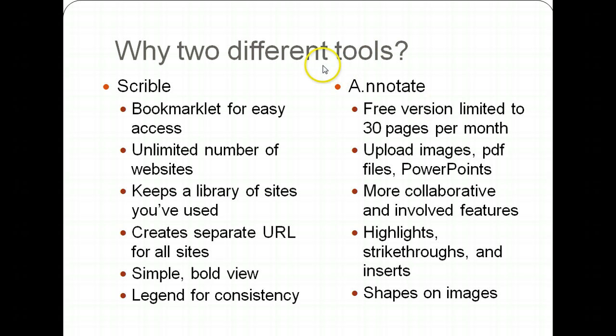Annotate is the other software tool. The free version is limited to 30 pages per month, so you can only annotate 30 pages per month. However, unlike Scribble, which is only for websites, Annotate lets you upload images or PDF files or PowerPoints, and it lets you annotate those as well.